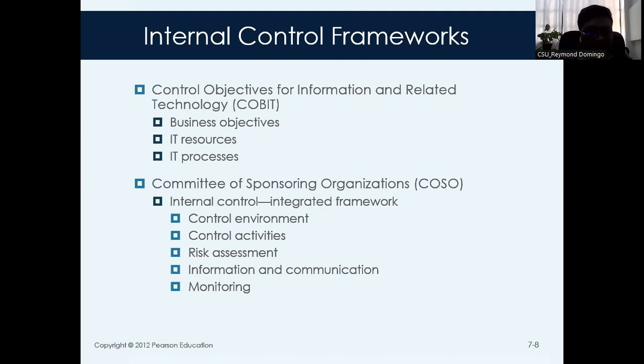And the next framework that we'll be using, where we have to put our focus, is COSO, or what we call the Committee of Sponsoring Organizations. In COSO, class, we have the cube that you will see in other books, where they discuss the cube. Internal control here is the integrated framework. Under COSO, they propose five aspects.